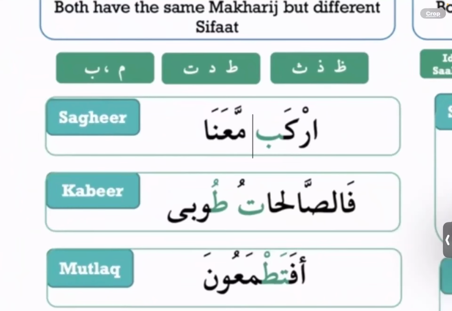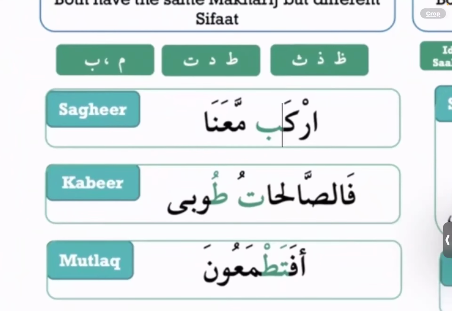So صغير, same thing. When the first letter has a sukun, the second letter has a haraka. In this case, we have ba, and the second one has a haraka. This ba is going to merge into the next letter, basically making it silent. I'm not going to say irkab ma'ana. I'm going to say irkam ma'ana, irkam ma'ana.